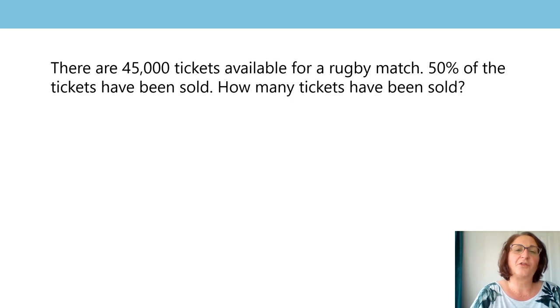There are 45,000 tickets available for a rugby match. 50% of the tickets have been sold. So how many of the tickets have been sold? Could you use a ratio table to help? Pause the video and then come back to me.